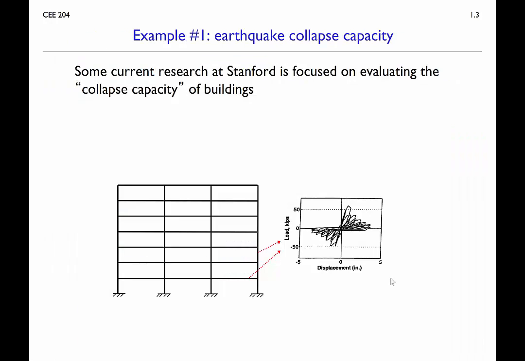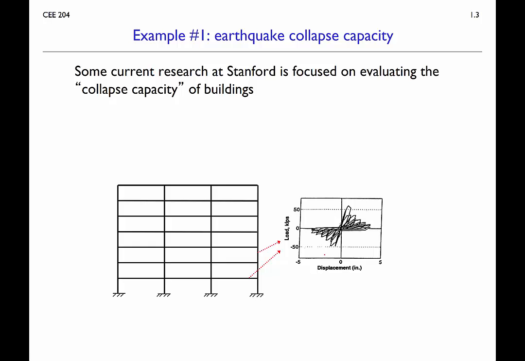So to be a little bit more precise, let me talk you through a couple of examples. One problem we study a lot at Stanford on the research side is the collapse capacity of a building. So here are some simple diagrams. On the left is a 2D picture of a frame in a building, and these little red arrows denote that at the beams and the columns, or the beam-column connections specifically, we anticipate seeing nonlinear behavior under earthquake loading. And over on the right is a diagram of what the loading versus the displacement of one of those members might look like under large demands produced by an earthquake.